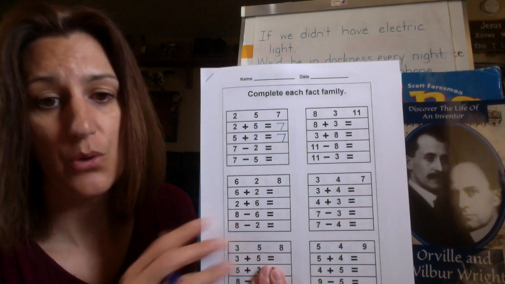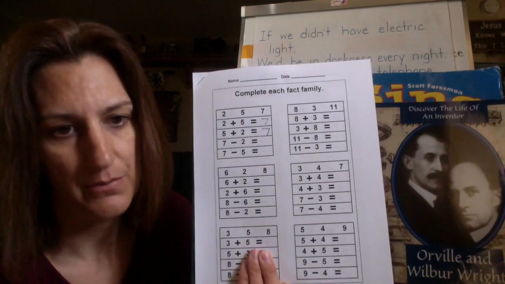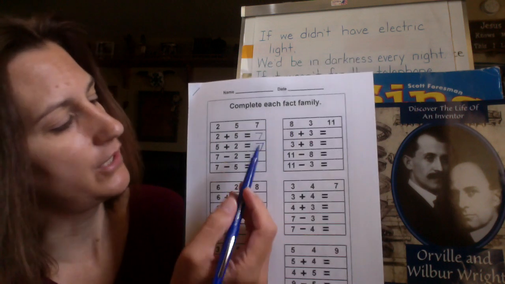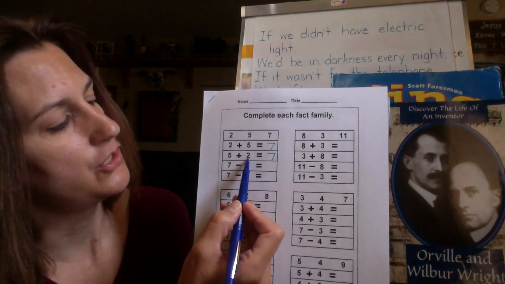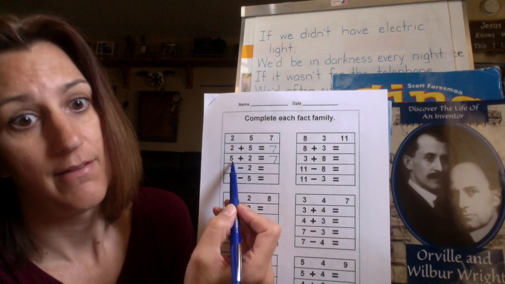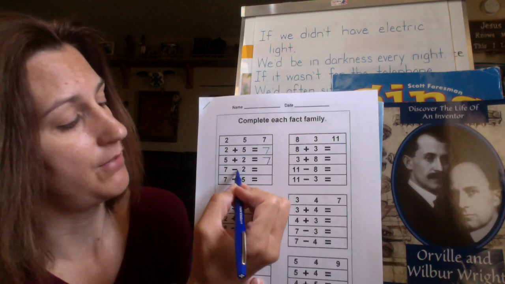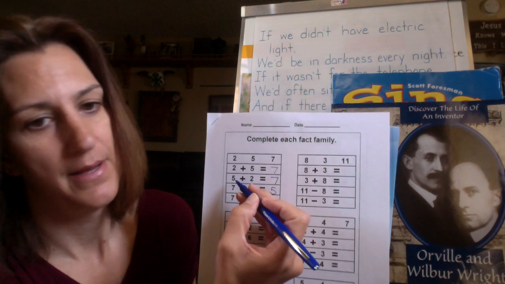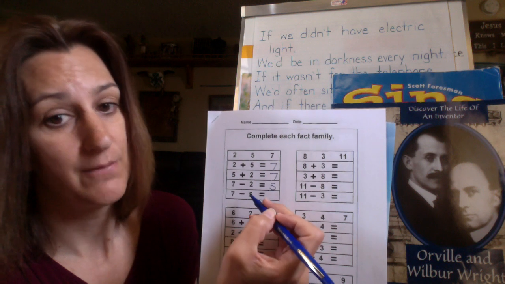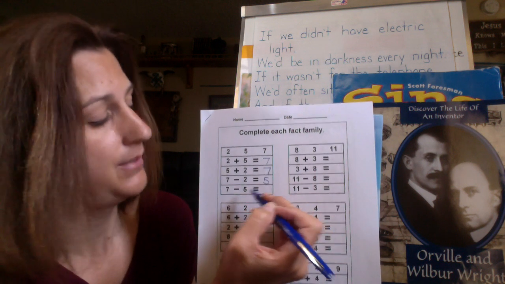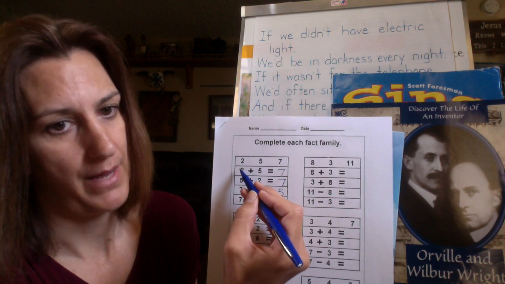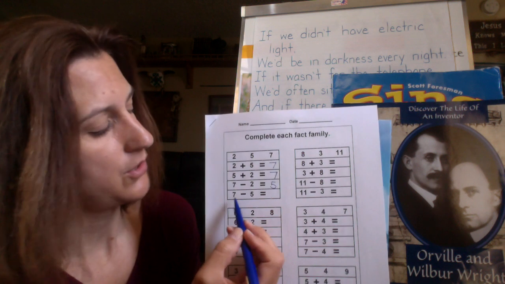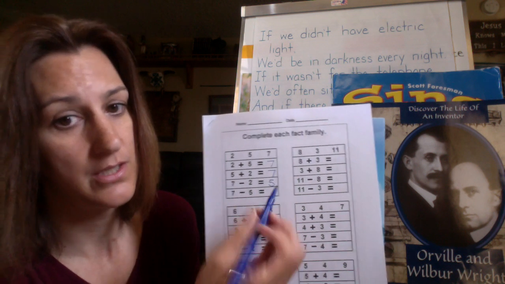Then remember, I told you that in order to get your subtraction problems, you just have to write your addition problems backwards. So if I look here, I could go 7 minus 2 equals what? 5. So all I did to get this, 7 minus 2 equals 5, is I read this addition problem backwards. Then for my fourth problem, or my second subtraction problem, I'm simply going to read this one backwards. So 7 minus 5 equals 2.